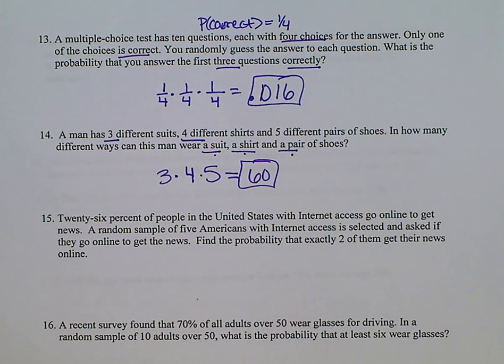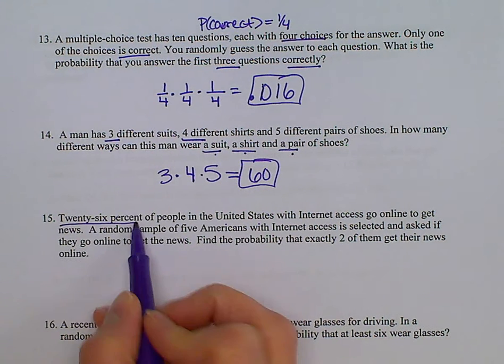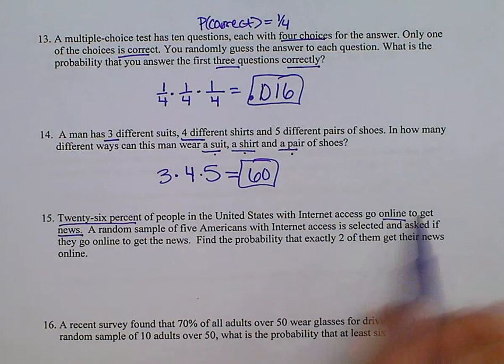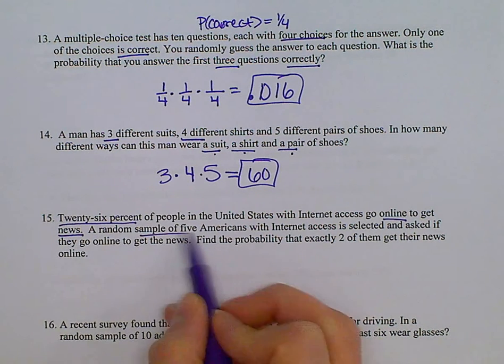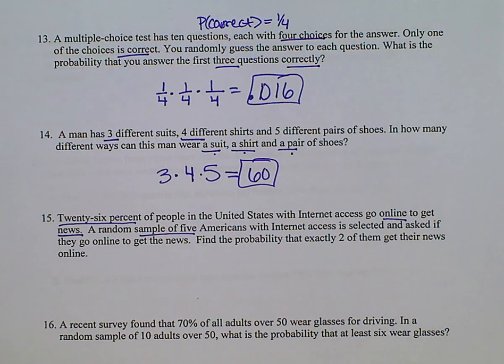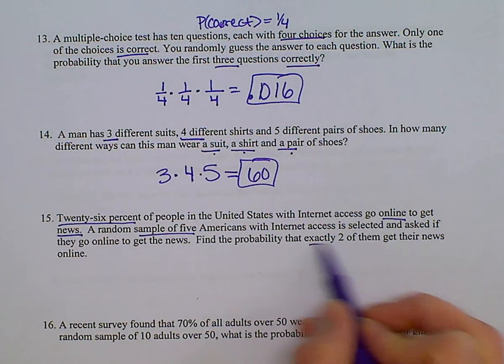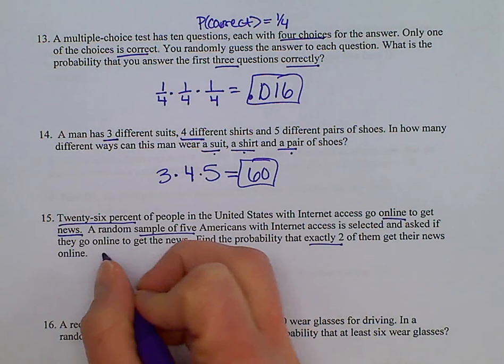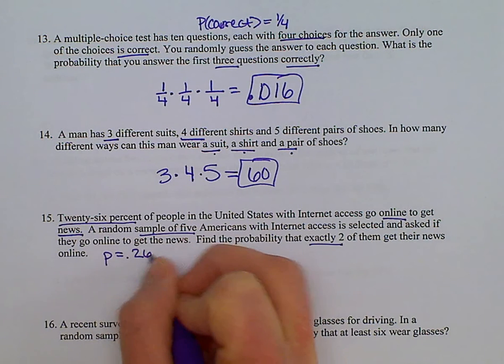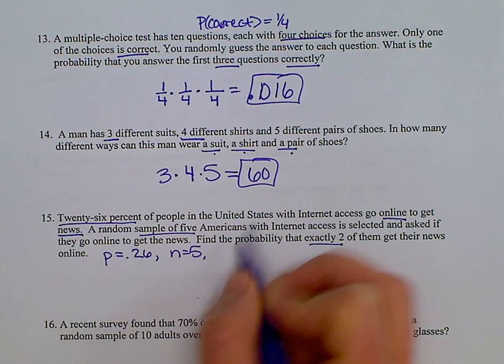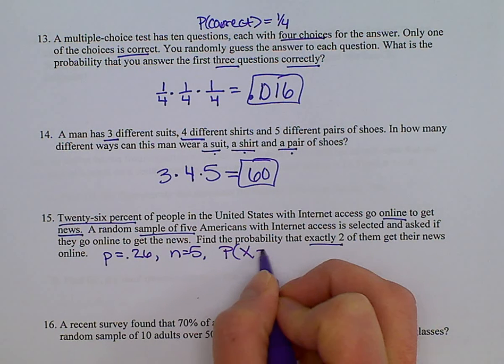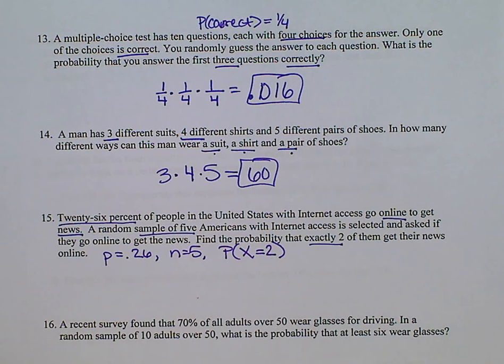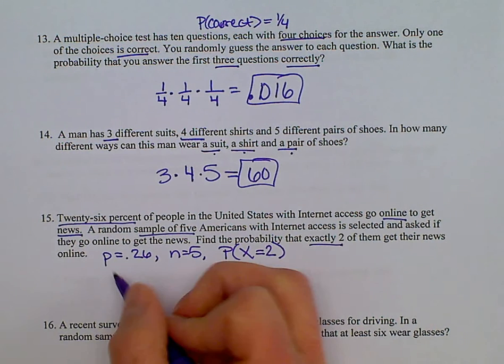15. 26% of people in the United States with internet access go online to get the news. So 26% go online to get the news. A random sample of 5 Americans with internet access is selected and asked if they go online to get the news. Find the probability exactly 2 of them get their news online. Well, I have a probability of 26%. We have a sample size of 5, and in the end, we're looking for the probability that 2 people get their news online. This is a binomial probability.